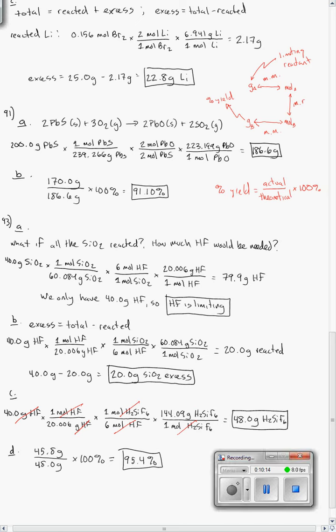All right, in part D, we're asked, what's the percent yield if 45.8 grams of H2SiF6 are actually produced? Okay, let's go over that formula again. Percent yield is equal to actual yield over theoretical yield times 100%. We calculated the theoretical yield in part C. So that's going to go in our denominator. We're told what the actual yield is. That goes in our numerator. From there, we just plug stuff in and do the math. If you set up your equation correctly, you should end up with 95.4% yield.